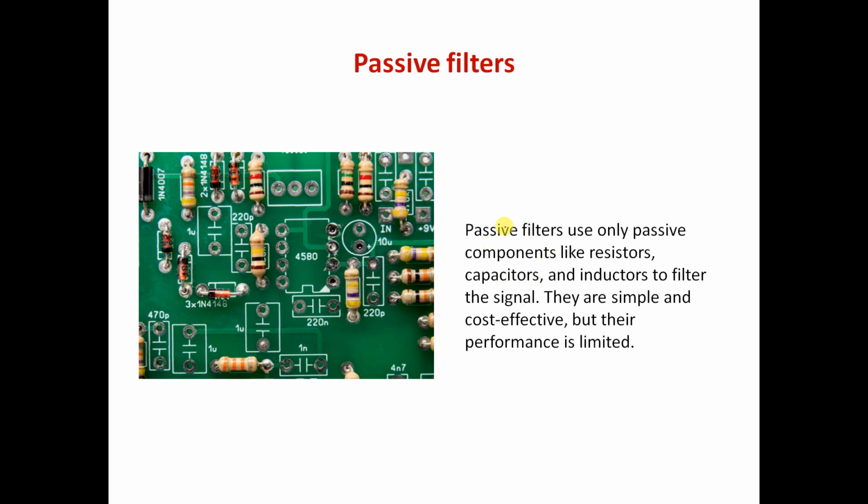These are the olden days filters. They use resistors, capacitors, and inductors. In your PU 2 or 12th standard you have studied RLC: resistor, inductor, and capacitor. Using these circuits to make the filter, blocking certain frequencies and allowing certain frequencies of the signal, is a passive filter. The advantages are that they are very simple and cost effective, but their performance is of course limited because it is a basic level.